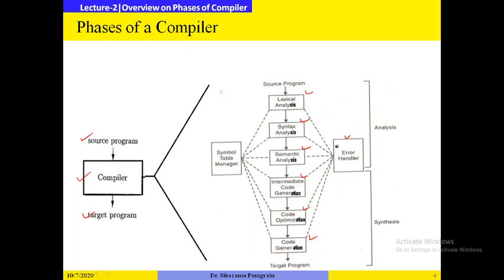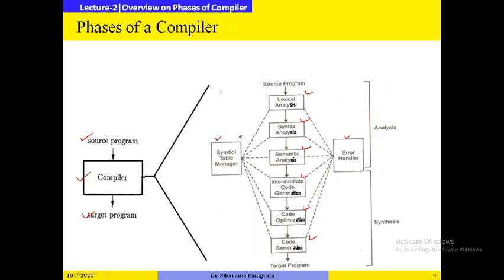So if in any phase an error occurs, the error handler should handle that error and should provide an informative message to the programmer so that the programmer can rectify the error. And here there is another thing, that is the symbol table. The symbol table is a data structure which keeps track of the scope information of all the names present in a program.